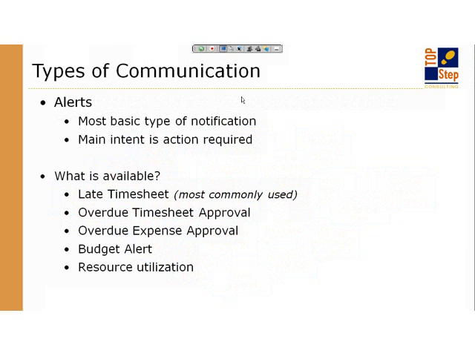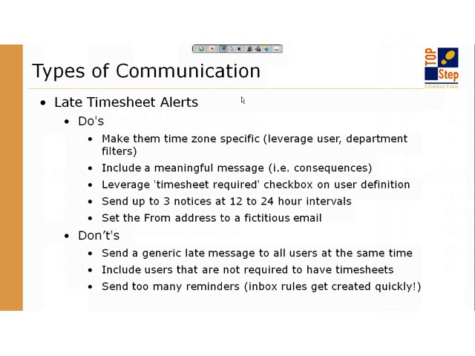The overdue timesheet approval is probably the second most used alert, and that's to make sure people that are reviewing timesheets are actually approving them so that the timesheet itself can be processed for billing and revenue recognition. Of course, there's also a mirror one for overdue expense approval. But there's a couple other ones that people are aware of, but I don't know if they're really using them or how best to use them. One is called the budget alert, and the other is called resource utilization.